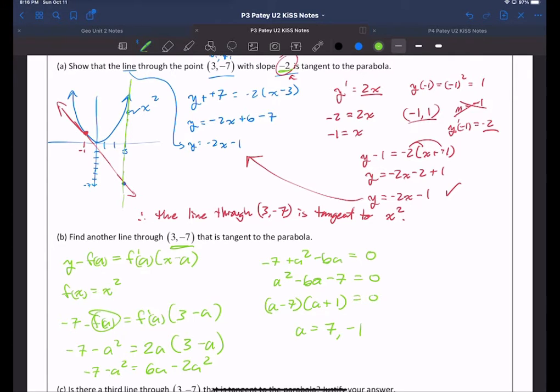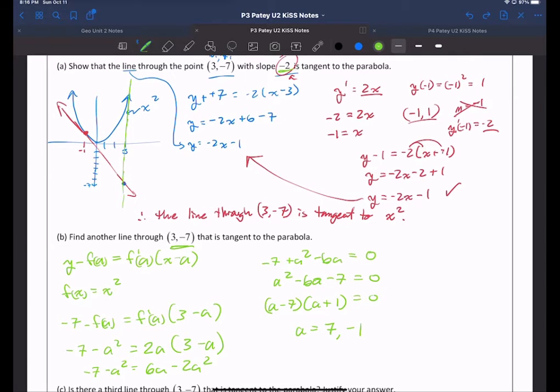We knew what the function was. We knew what the derivative function would be. We just didn't know what these were. So we found two a's. Those are 2 points of tangency for a line that goes through (3, -7). Oof, that was crazy weird.